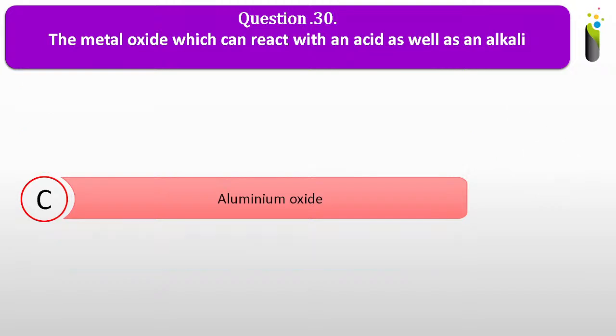And the correct answer for this question is aluminium oxide. So aluminium oxide is a metal oxide which can react with an acid as well as an alkali. Coming to question number 31.